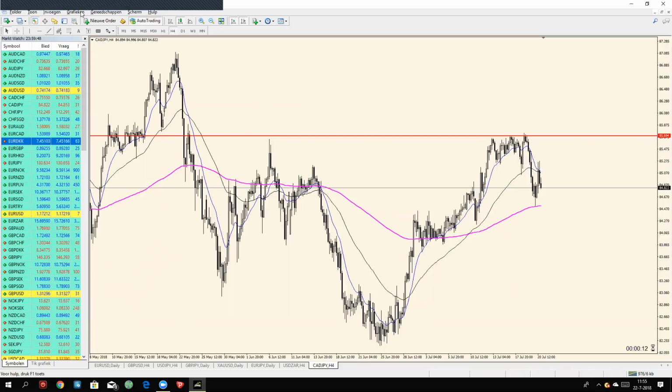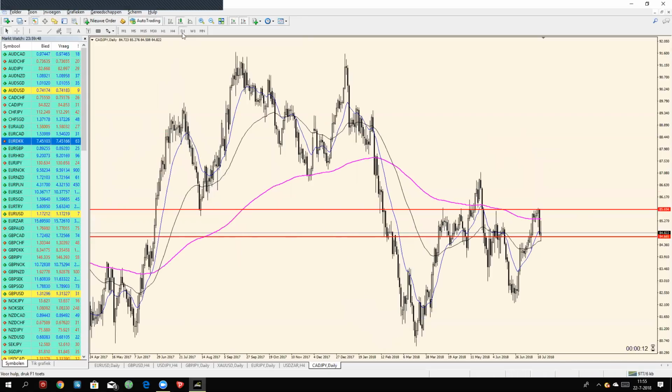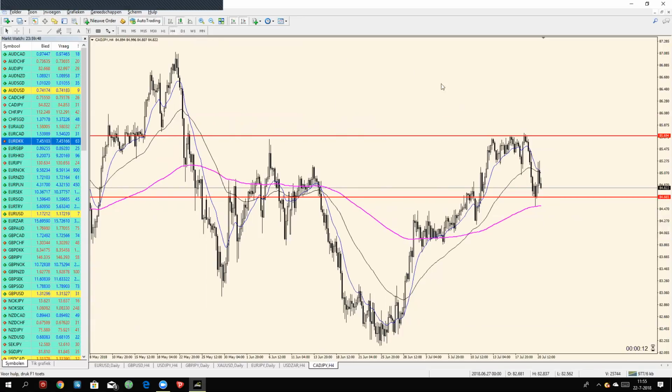Okay, let's draw the support level. The support level is right here. We have touched this level a couple of times. So now I know my support and resistance for GPY on the 4-hour time frame. If you check out the daily time frame, guys, you can see that it is almost the same. Your resistance, your support. Makes sense, right? Okay, guys.